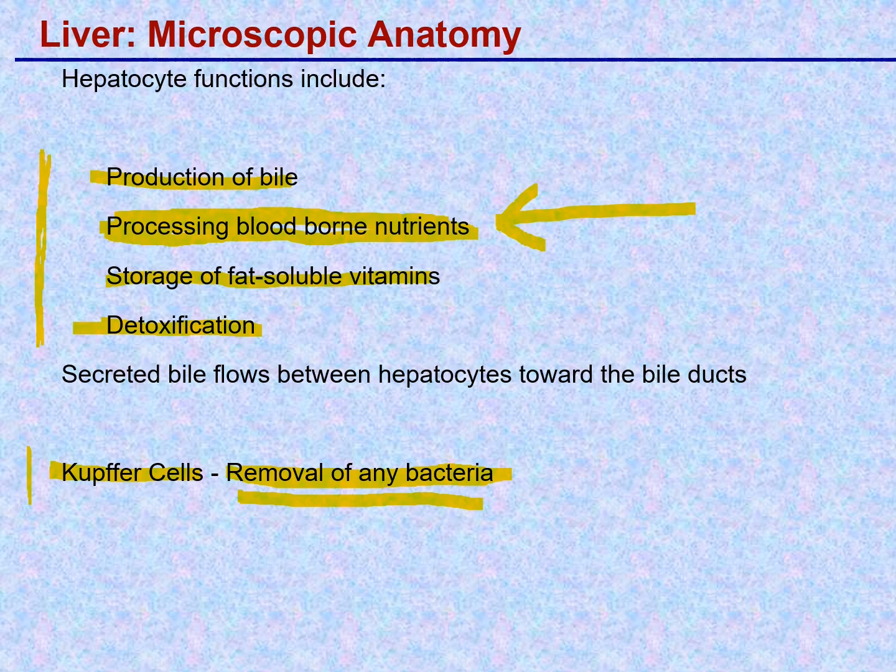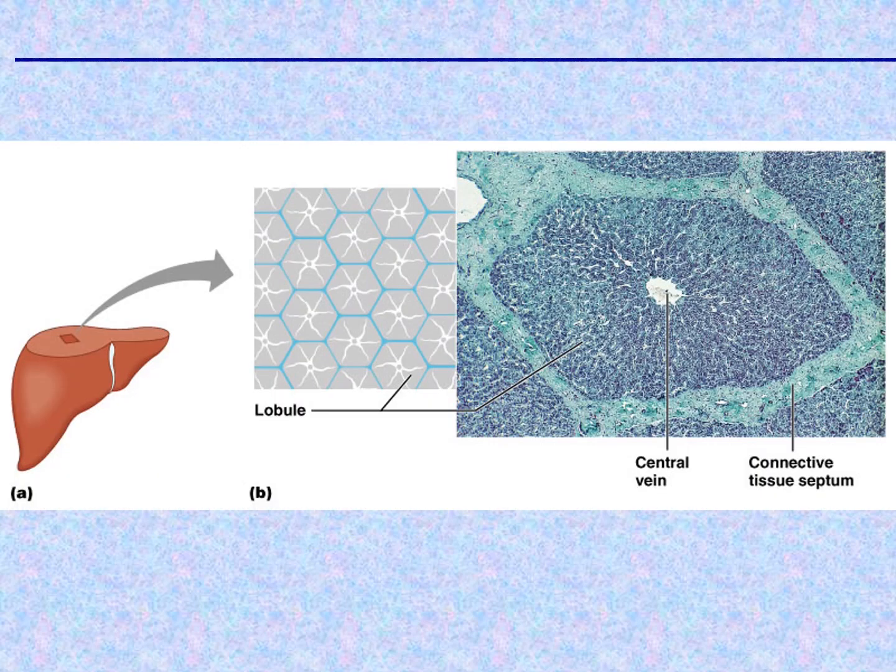Blood returning from the intestines first goes into the liver, where it gets processed, and in that processing, one of the steps is the Kupffer cells phagocytosing and killing bacteria. So here we see again this diagram showing, I've magnified it a bit, I've expanded it.